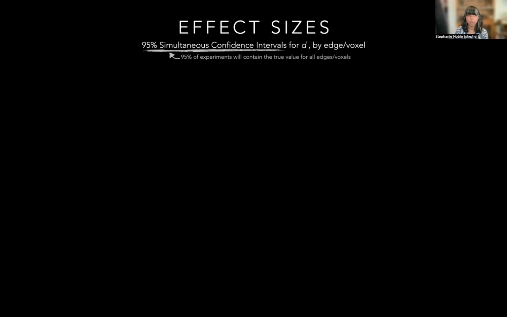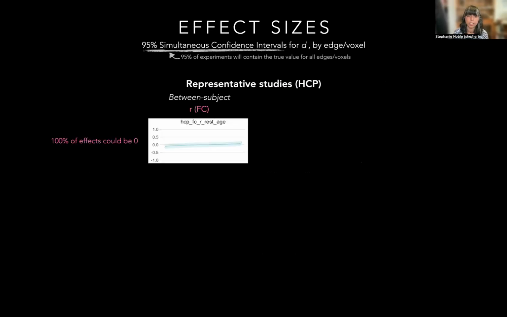All right, so for most of this talk, I'm going to talk about simultaneous confidence intervals for Cohen's d. And what that means is that 95% of all experiments should contain the true value across all edges and voxels in these simultaneous intervals, sort of like a multiple comparison correction for a confidence interval. I'm going to start by showing some representative studies from the HCP for simplicity, and then we'll look at all possible studies. In the between subject context, here's a correlation with behavior or demographics.